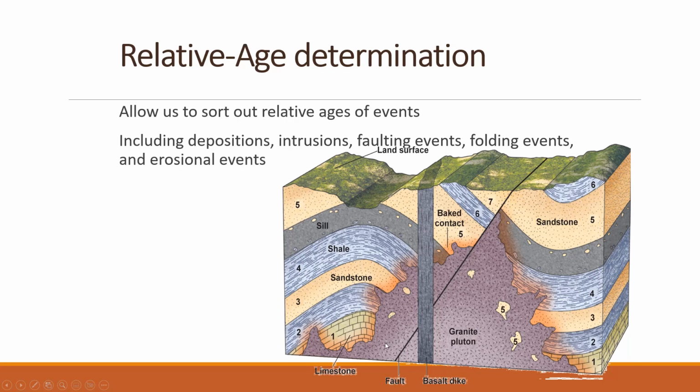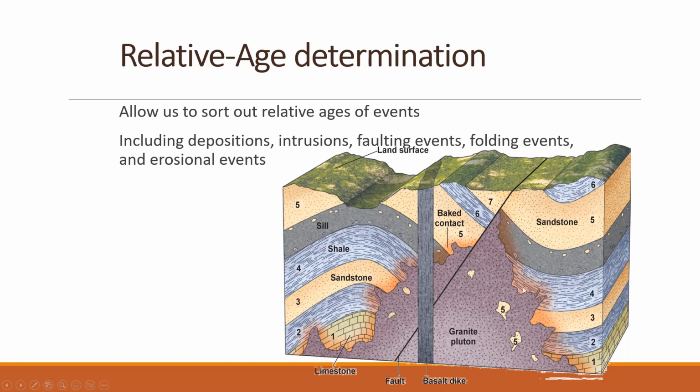So we can also go from the oldest to the youngest. The first thing would be putting down the beds. Then the next thing would be that sill, because again, it includes bits of layer 5 and the shale. Then the next would be folding, because the sill is caught up in the folding. Then the next would be this intrusion.